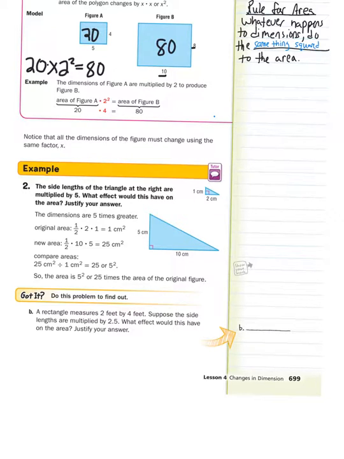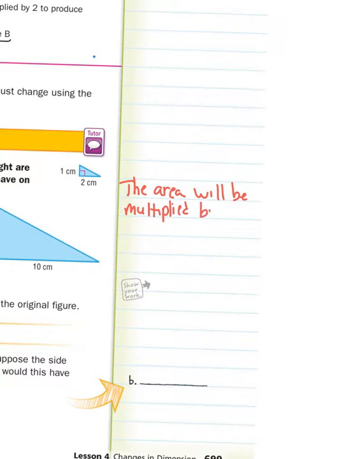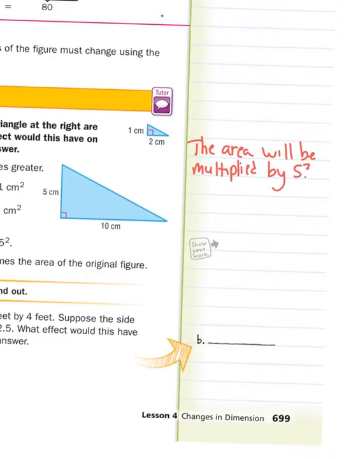So I'm going to start by writing that out, because it says, what effect would this have on the area? Here I would write, and you don't have to write this down if you're watching, but you can if it helps you: the area will be multiplied by 5 squared. Now remember, 5 squared is 25, so that means we're going to be multiplying the area by 25. So now, let us justify the answer.